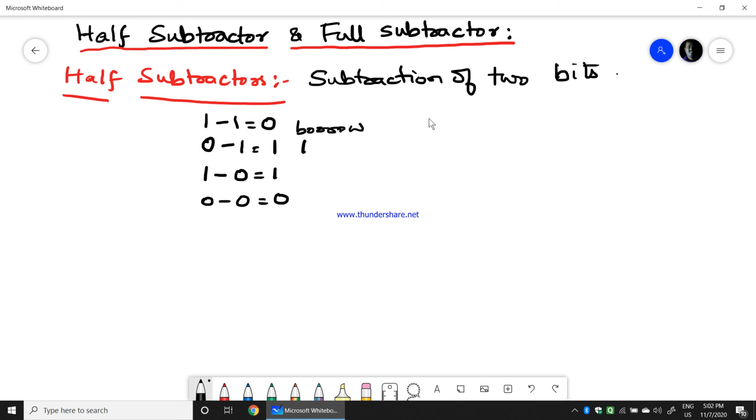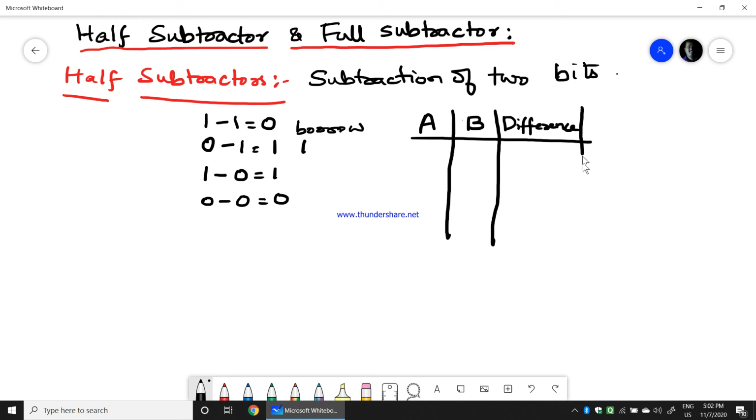Now let me write a truth table for this. So A and B would be the two inputs for subtraction, whereas difference and borrow are the two outputs of the subtractor. Okay, now I'll have 4 combinations of input. As we all know, 2 bits, so 4 combinations: 0 0, 0 1, 1 0 and 1 1.